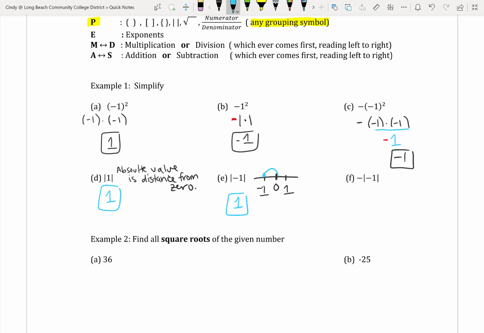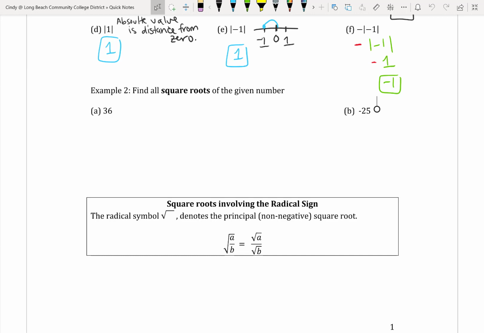Now, this is a little bit confusing. What we have here is we actually have an absolute value and a negative hanging out on the outside. And we have the absolute value of -1. So inside, the distance is positive, but we are still going to have that negative hanging out on the outside. So that tells us that our final answer here is going to be -1. So hopefully that's a quick little reminder on how to do our negatives and our order of operations.